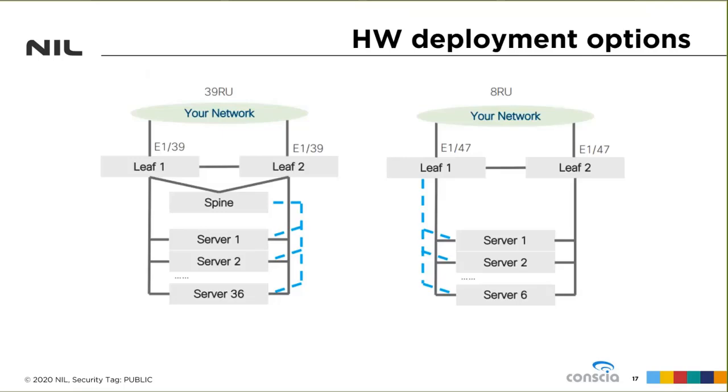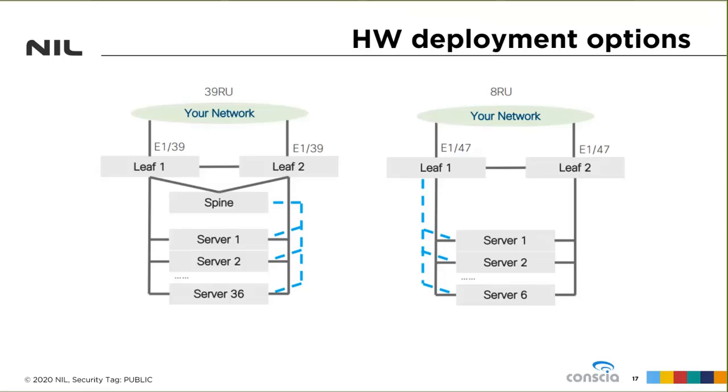Tetration comes in different form factors. Here we see two of them. These are the hardware versions. On the left side, you have the 39 rack unit, and on the right side, it's 8 rack unit. The 39 rack unit comes with 36 servers. On the top, you see 3 switches. All are Nexuses: leaf 1, leaf 2, and spine. Spine is used for Teams connection. This is represented with a blue dotted line.